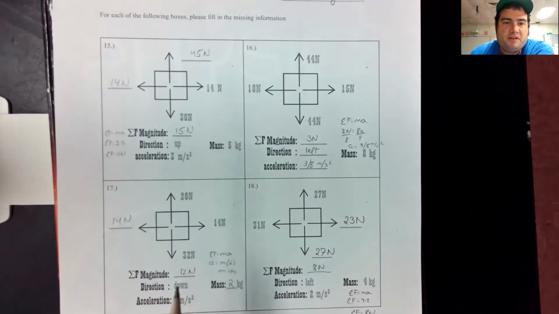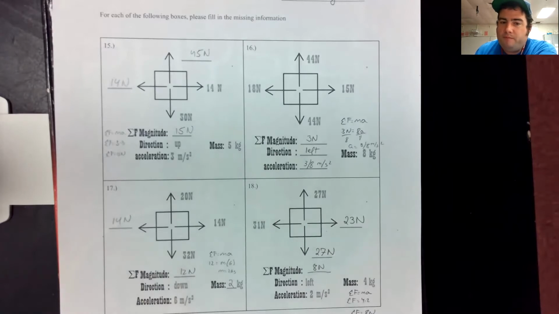In this one, because it's a downward net force, that means that the left-right forces must balance again. We have the acceleration, so we can use sigma F equals ma to solve for mass.